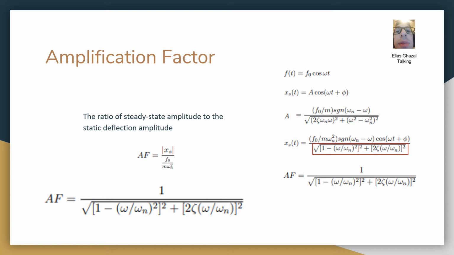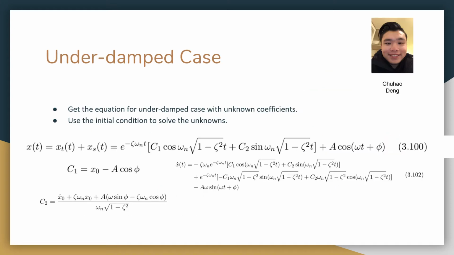After plugging this answer for A into the steady state solution, we can take 1 over the denominator of this function and call it the amplification factor. The amplification factor is often defined as the ratio of steady state amplitude to the static deflection amplitude.